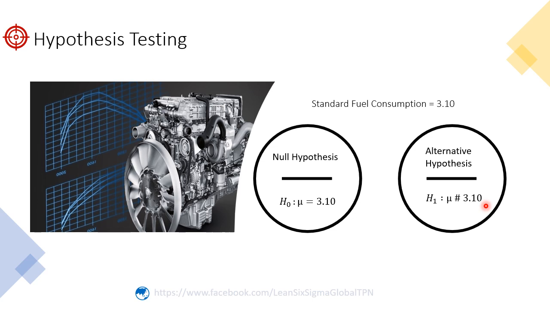That is, we suspect the population parameter is greater than or less than some value. Suppose the R&D team wants to test whether their product is better than the industry standard. In this case, the alternative hypothesis is mu less than 3.10.